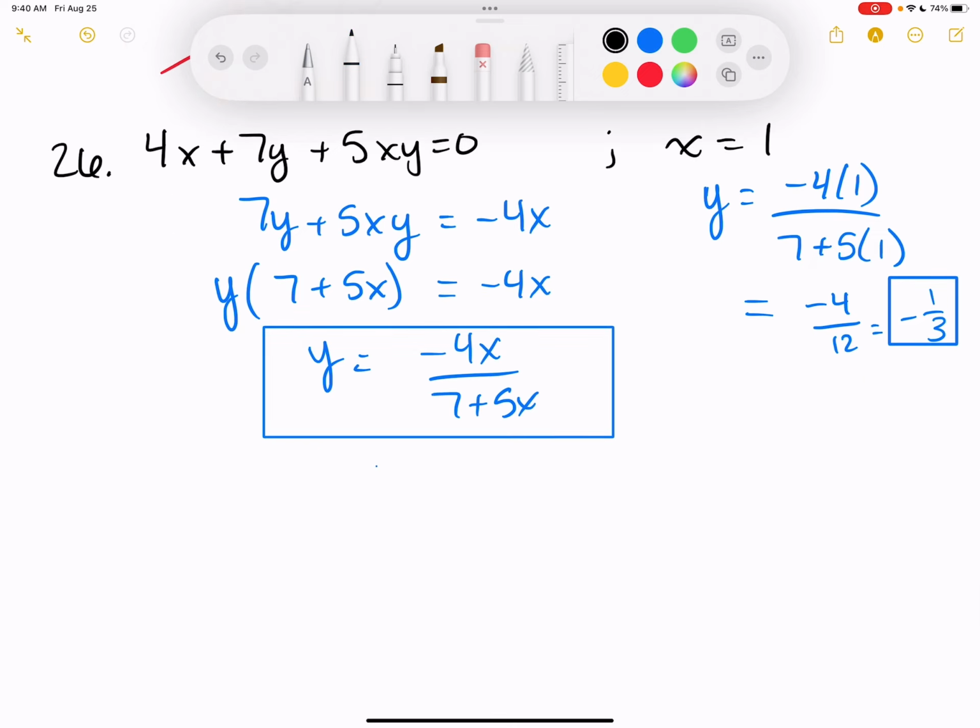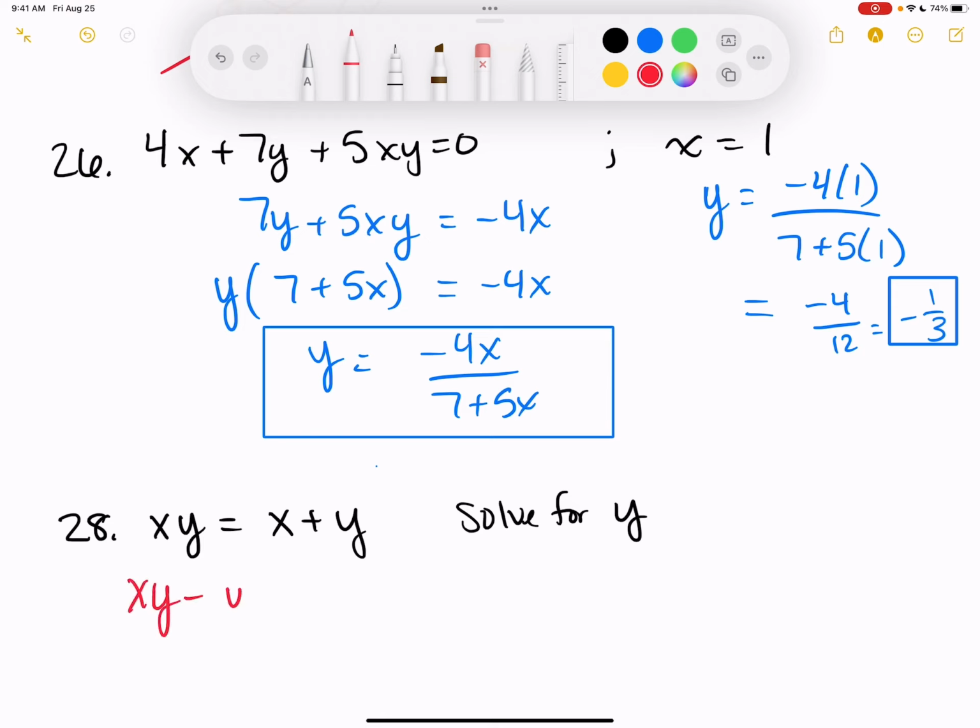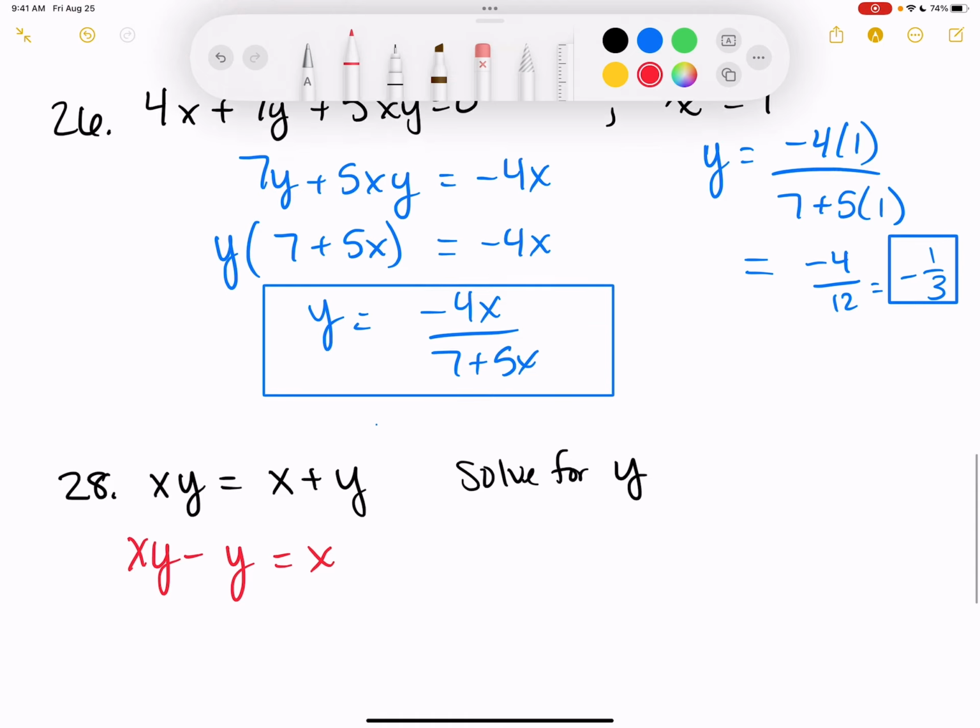28. xy is equal to x plus y, and it says solve for y. With these ones, make sure you check which variable it wants you to solve for. This one is still y. Subtract y. Okay, subtract xy. So xy minus y equals x. Is that what you want me to do? Yeah. And then divide by x.